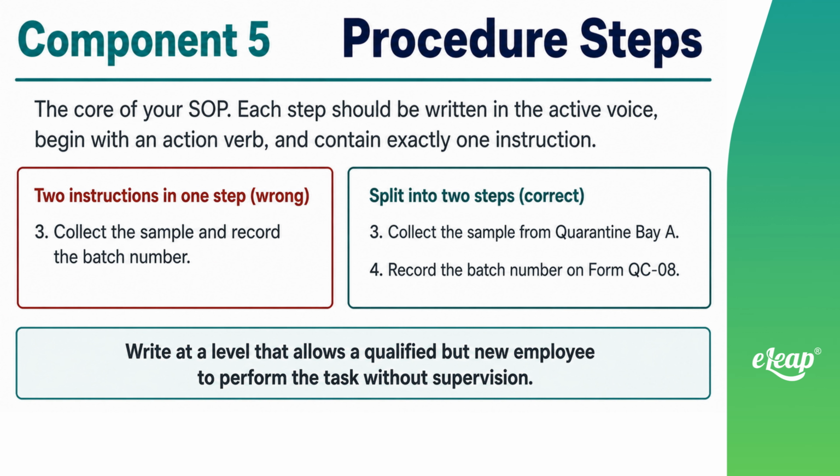Component 5, procedure steps. This is the core of your SOP, the step-by-step instructions that employees follow. Each step should be written in the active voice, begin with an action verb, and contain exactly 1 instruction. Collect the sample and record the batch number is 2 instructions. Write them as 2 separate steps. Your procedure steps should be written at a level that allows a qualified but new employee to perform the task correctly without supervision. That is the standard regulatory investigators apply when evaluating the adequacy of your procedures.